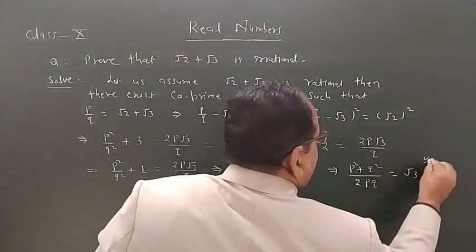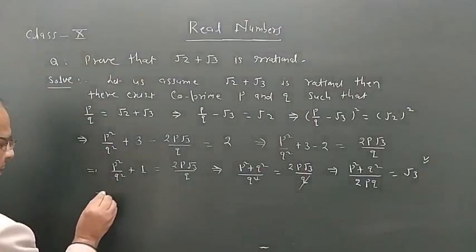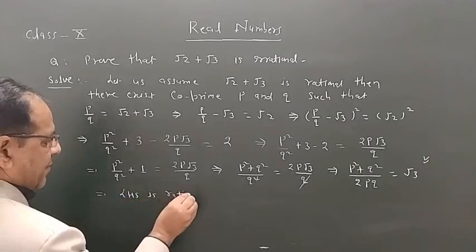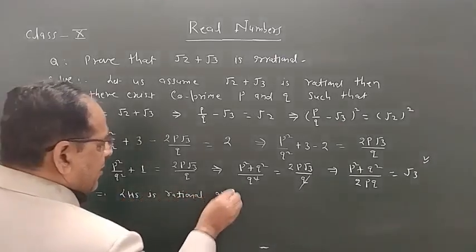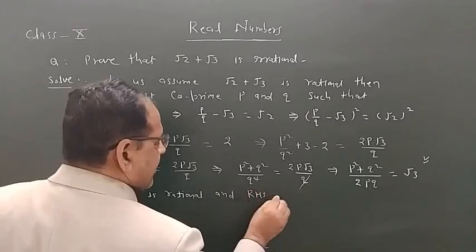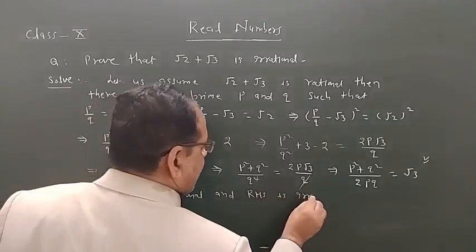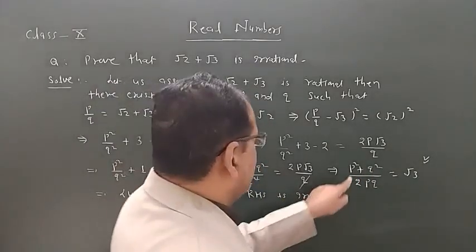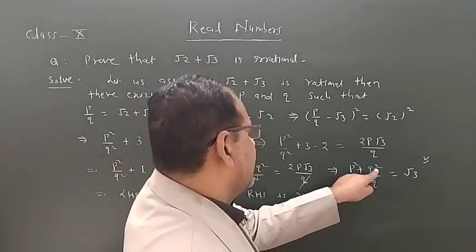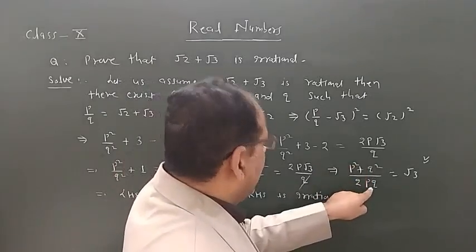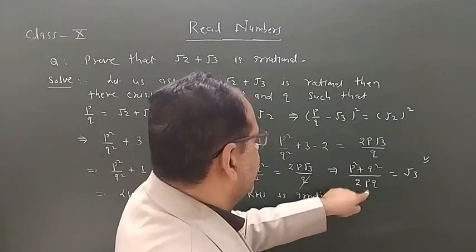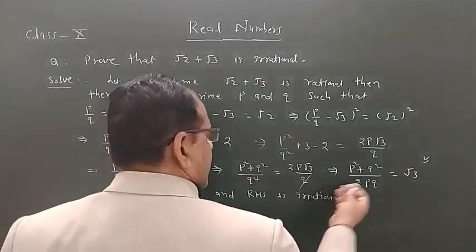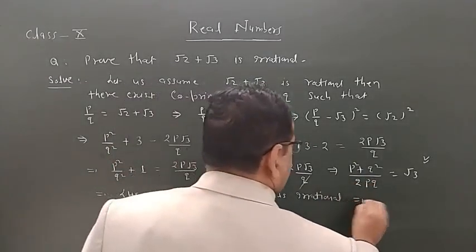In this equation, clearly observing, the left hand side is rational and the right hand side is irrational. p and q are integers, so the sum of the squares of integers is always an integer. The product of two integers is always an integer. So this is the ratio of two integers, in the form of a rational number. This we already proved earlier in the previous question. So this is not possible.